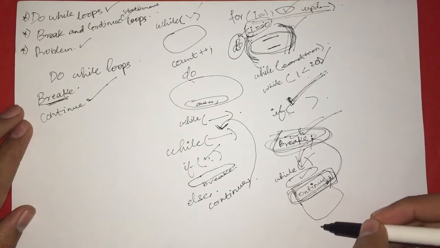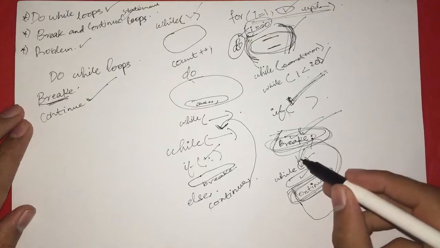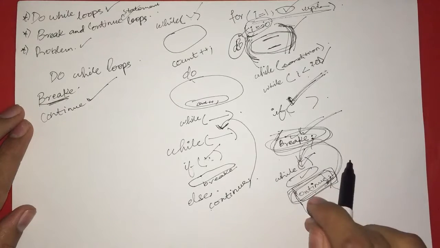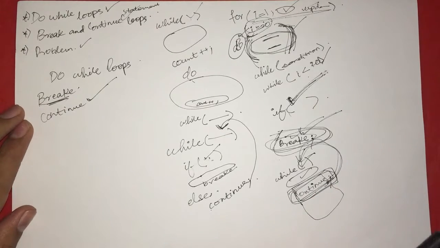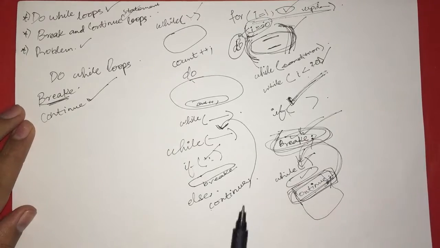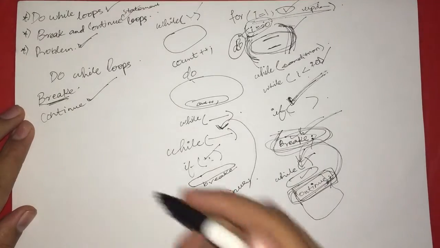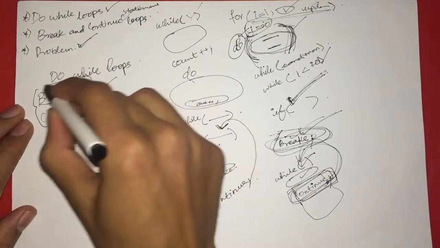That way it skips all of the statements underneath, and it just checks the condition of the while loop or any other loop again to see if it's true, and it will iterate again, and if it's false, it will just terminate over there. Okay, so that was about break and continue statements.